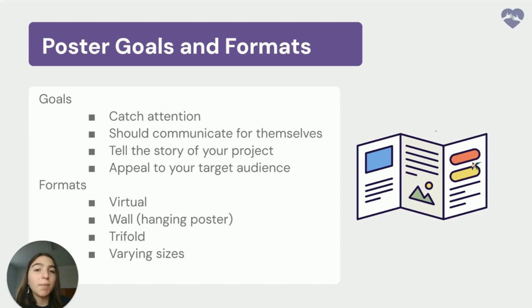There are also different formats for a poster. These include virtual posters, which are displayed on screens, hanging posters pinned up on walls, and trifold posters on tables. The different poster types are varying dimensions and formats, so you want to make sure your design is readable in all formats. For example, ensure your figures don't lose resolution once printed out.